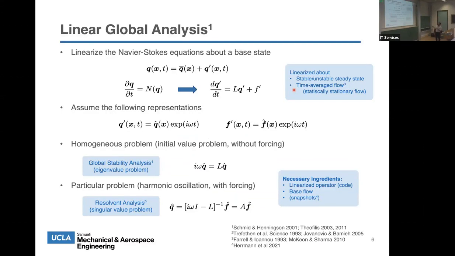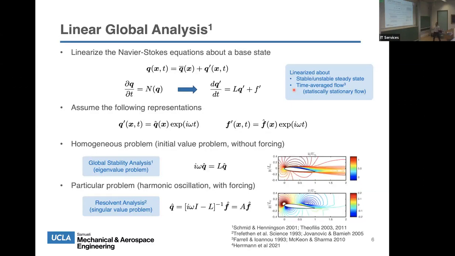And we're going to express all that in terms of some spatial mode and e to the i omega t. And if you go into the Fourier space, if you don't have F, we have the standard global stability analysis, assuming that we have an equilibrium state for our base. But if we have a time average flow, then maybe we can't get rid of F. We'll have the resolvent analysis, right?